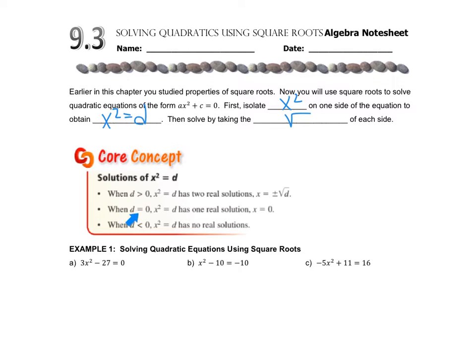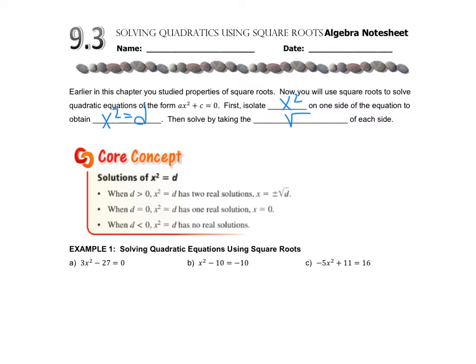If d equals 0, so x squared equals 0, I'm only going to have one answer because the square root of 0 is 0. If d is a negative number, or less than 0, then this is where we would say there are no real solutions, because I can't take the square root of a negative. So let's take a look at how some of these would work.